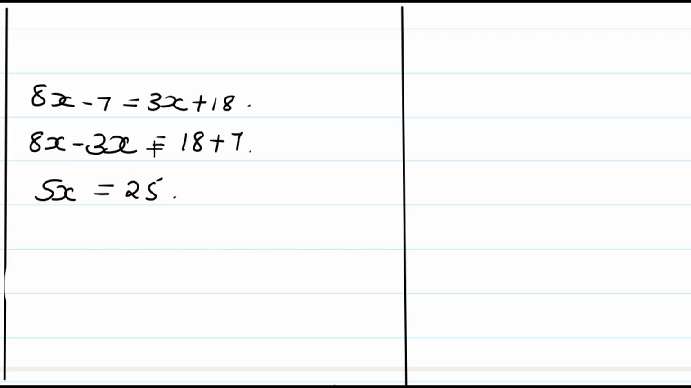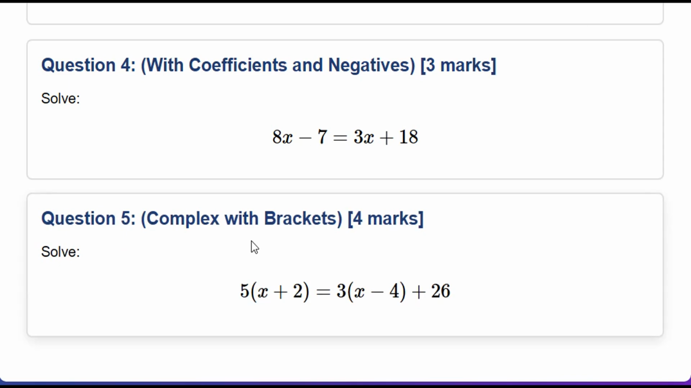Then from there, I need x and I need 5x, so I'll divide both sides by the coefficient of x, which is 5. So it becomes 5 divided by 5 is 1, multiplied by x is equals to 25 divided by 5, which is 5. And then becomes the solution for this question 4.